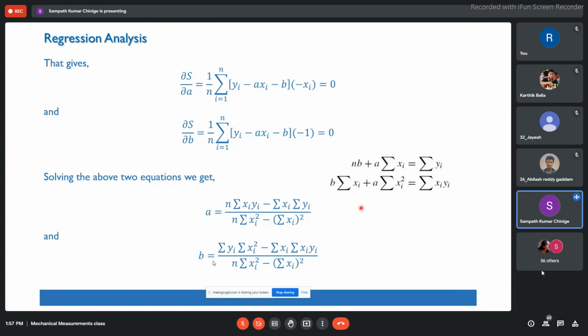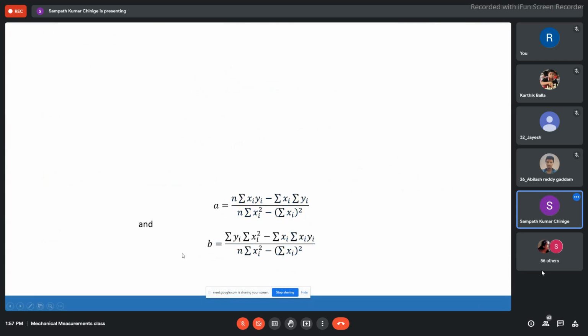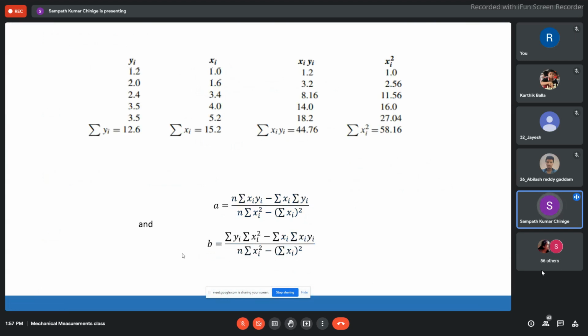Similarly for b also, we will be getting this expression. If somebody gives you xi and yi, what you need to do, I will show you in the next slide. So just remember this expression. You are given yi and xi, and you have to find xi into yi and then xi square. Xi and yi are given in the table, and you are asked to find the suitable good fit linear equation corresponding to this given data.